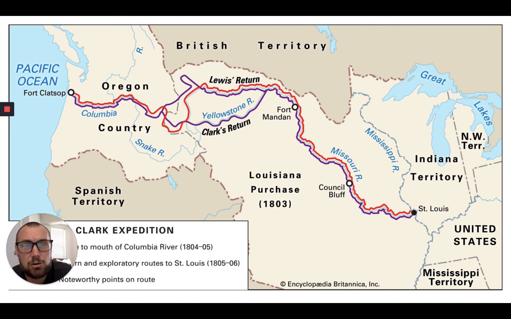They only had one person die. It was a young man who had appendicitis. Although they'll have one run-in with Native American warriors who were trying to steal some goods, about eight of them, they'll kill two of them, and another injury where Lewis on a hunting excursion got shot in the butt. Other than that, it's pretty good, although it will take 2 years. They'll get back in September of 1806 to St. Louis.